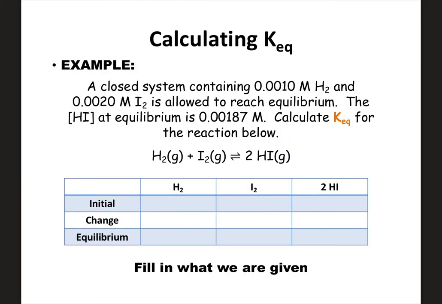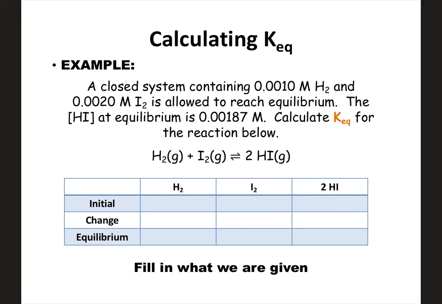Let's jump in and look at an example. This is telling us a closed system contains a certain amount of H2 and I2 and is allowed to reach equilibrium. It says the concentration of HI at equilibrium is 0.00187 molar. And we want to calculate the KEQ for this reaction below.